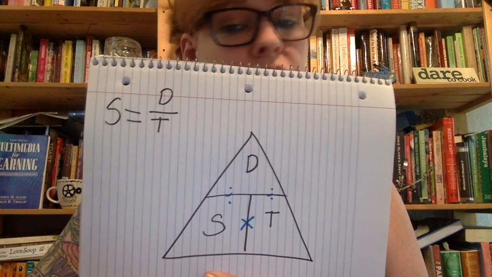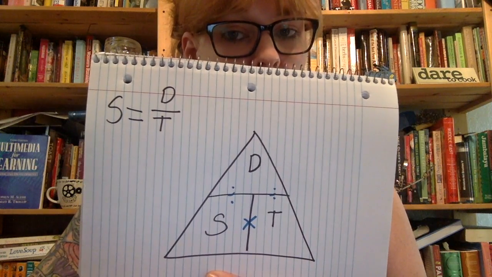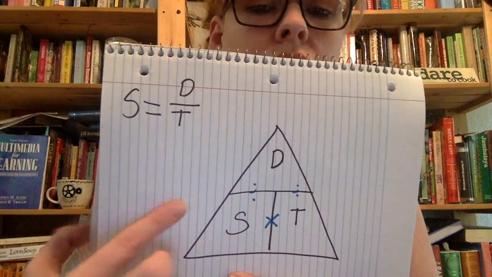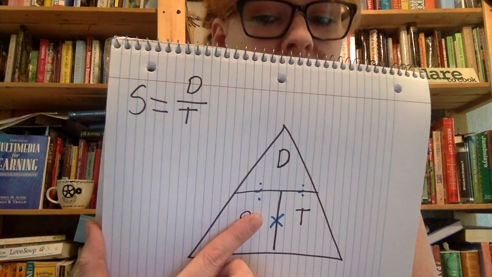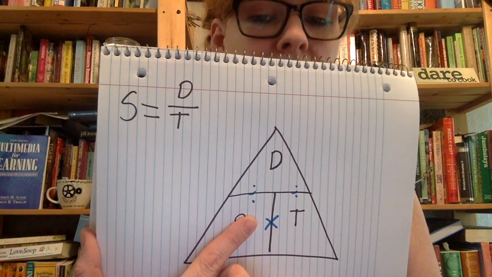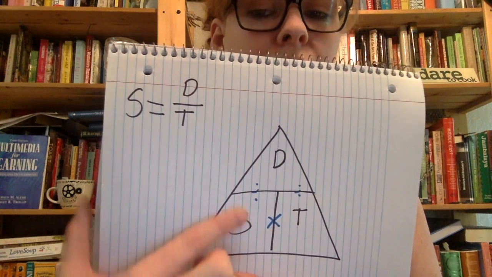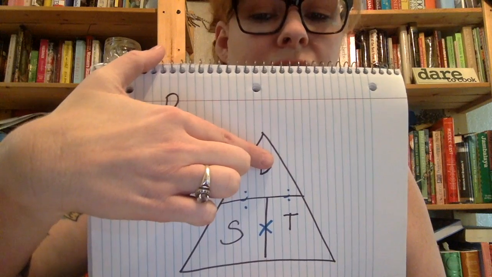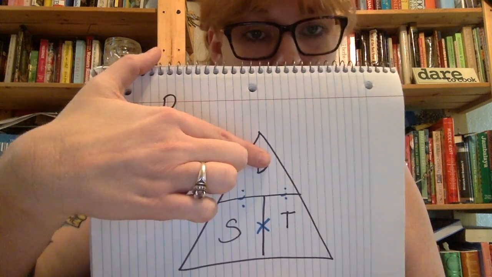All the problems, you do it the exact same way as we did for the force, mass, acceleration one. Whatever it's looking for, you just cover it up, and then that gives you the formula for you to use. If you're looking for speed, it's going to be distance divided by time. If you're looking for distance, it's going to be speed times time.